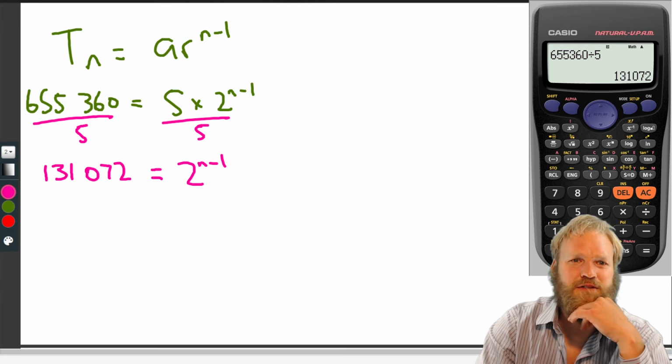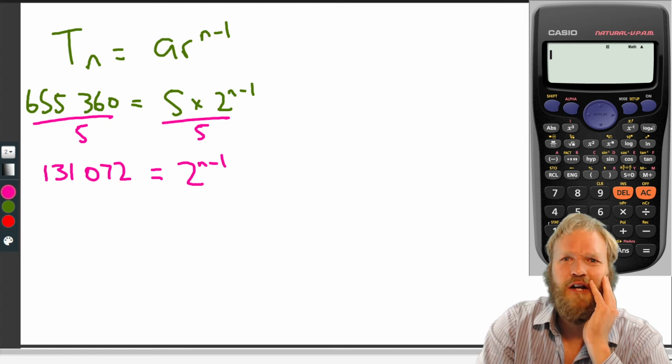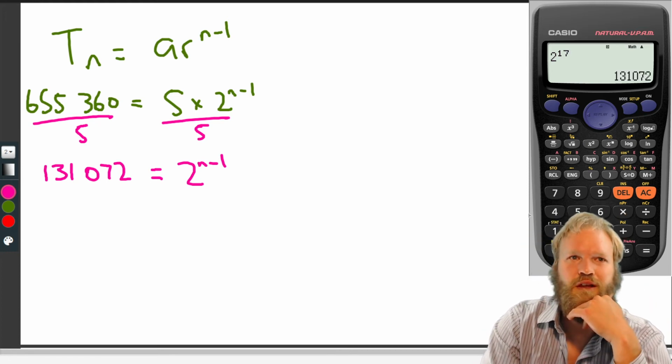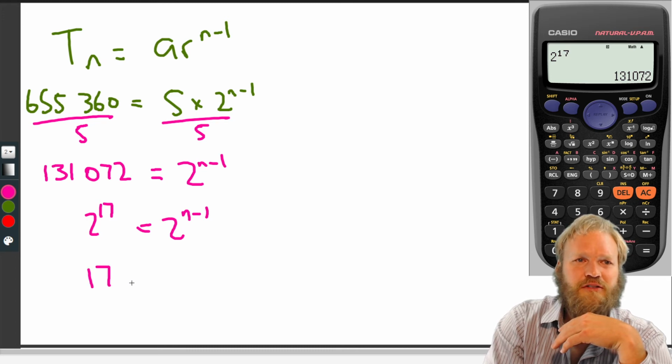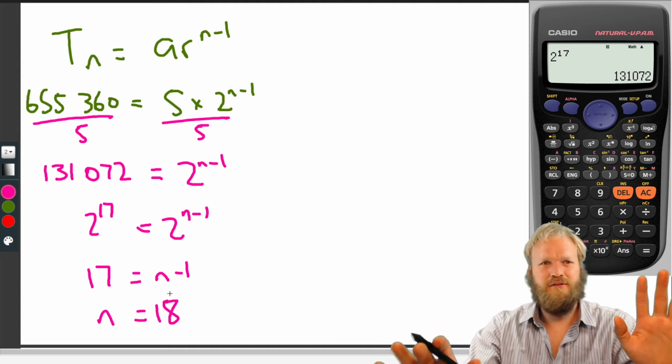So that's 2 to the power of something. Remember, we don't have a good method yet. Logs are coming our way soon. But for now, we're going to go 2 to the power of, well, let's go for like 15. 32,000. So let's go 19. Nope, we've overshot it. Let's go 17. That's it. So this is 2 to the 17. So 2 to the n minus 1, so 17 equals n minus 1. Whew. N equals 18.